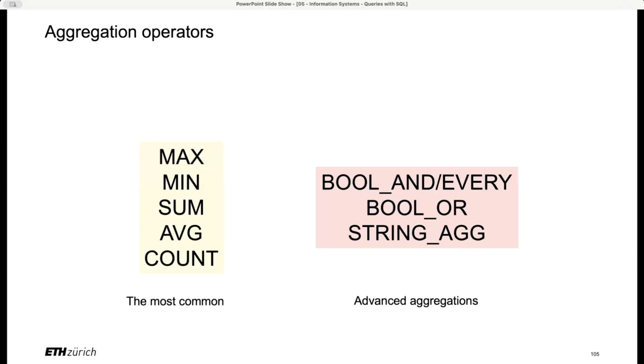Bool AND would basically aggregate all the Booleans with AND. So it's going to be true if everything is true. Bool OR would aggregate the Booleans and put false if everything is false and true otherwise. String agg is like this double vertical bar all over the place. So you just aggregate and concatenate everything into a big string. There is a question over there.